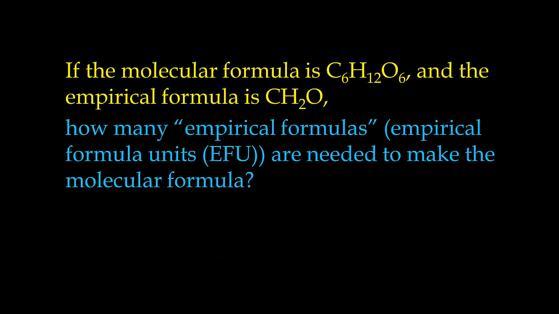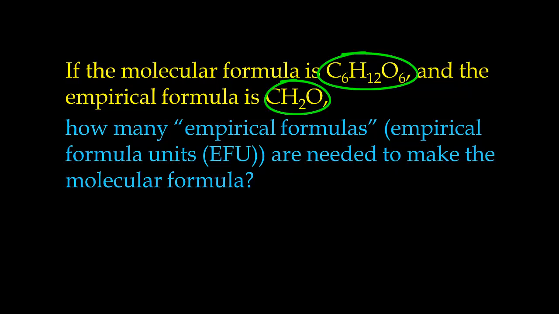Let's do an example. So the molecular formula is C6H12O6 and the empirical formula is CH2O. How many empirical formula units, EFUs, are needed to make the molecular formula? So we know the empirical formula is the smallest whole number ratio, and this is the actual molecular formula. There are 6 carbons, 12 hydrogens, and 6 oxygens. So how many of these will make up this?